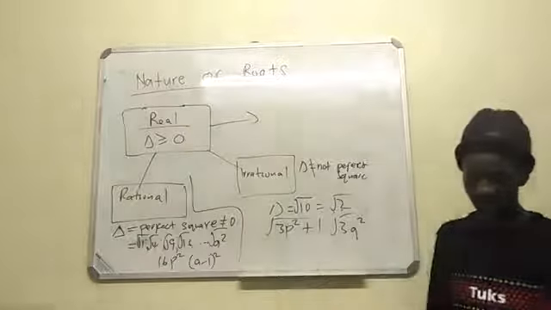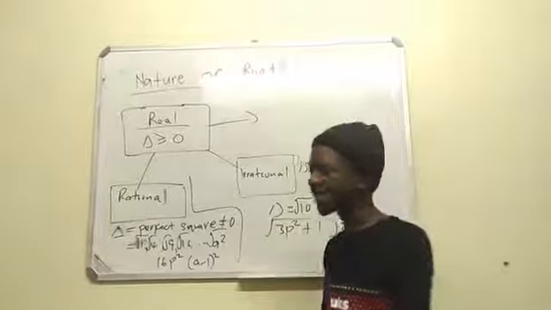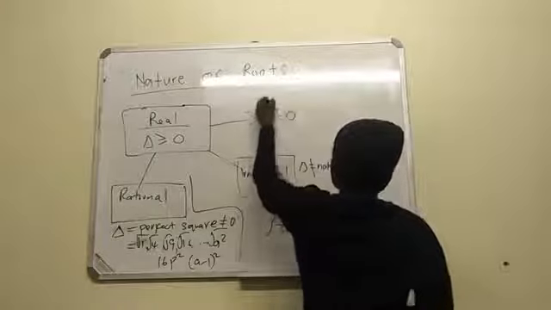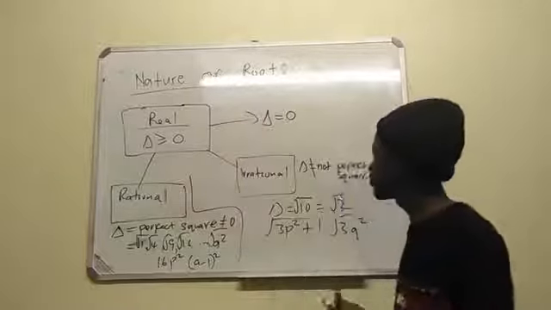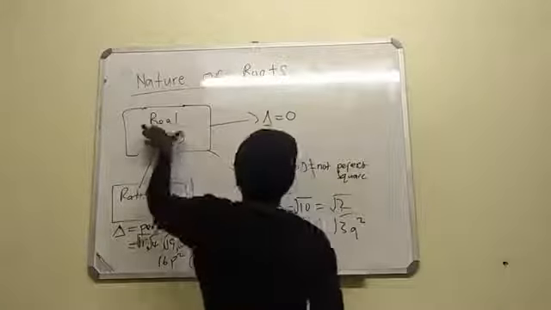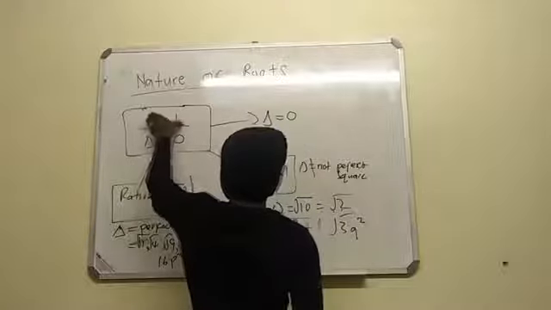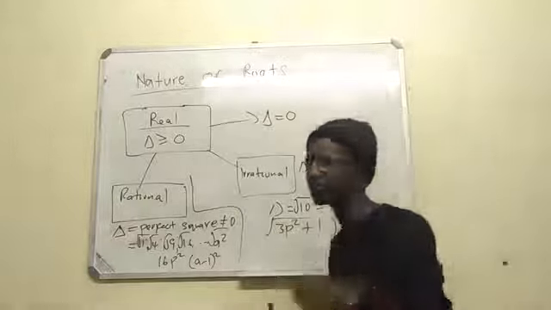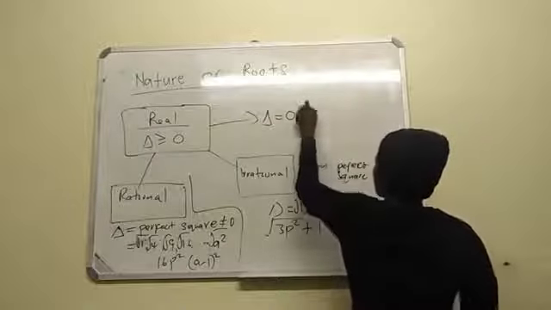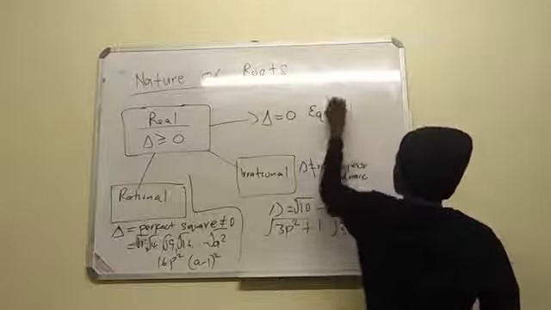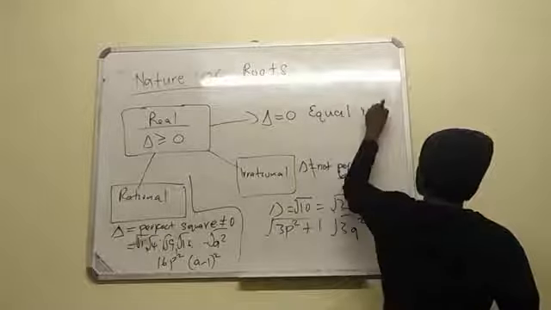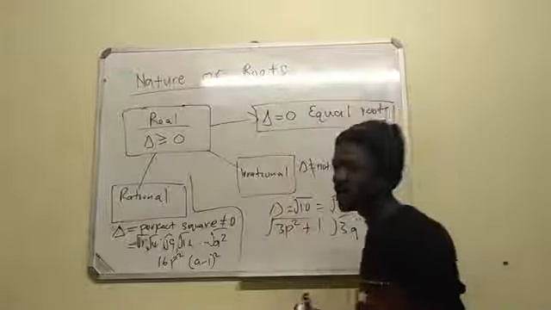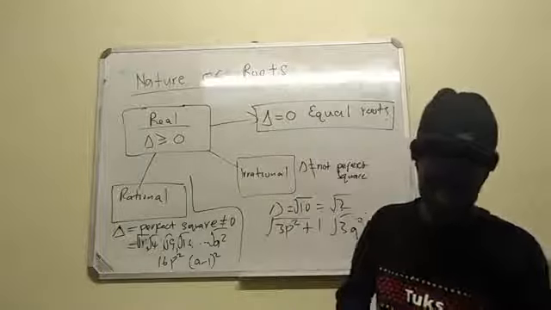And then another thing that we can talk about is if your delta is equal to 0. What happens if your delta is equal to 0? We say this thing is real, right? But if your delta is equal to 0, it means your roots are equal. Equal roots. So if your delta is equal to 0, we have equal roots.